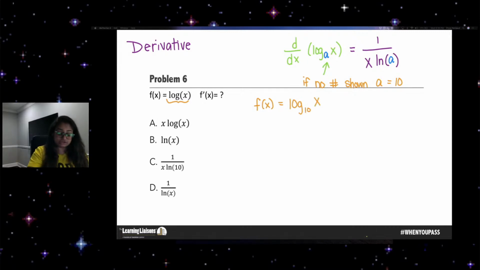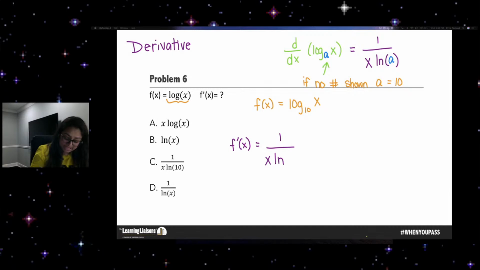Now I'm going to do the derivative based on the rule of the derivative of that. And I'm going to get f prime of x is 1 over x times ln, and then my a is 10, so I'm going to put 10. So it's not a, it's not b, and it's not d, so it's going to be c.